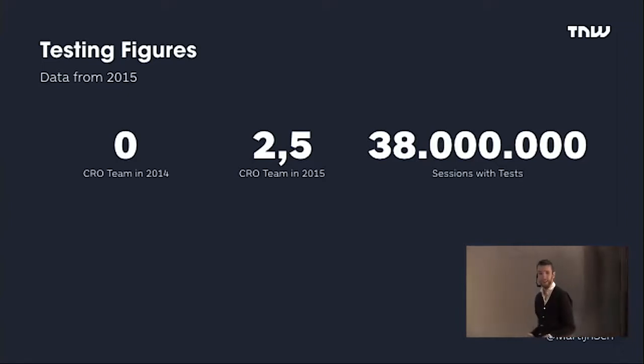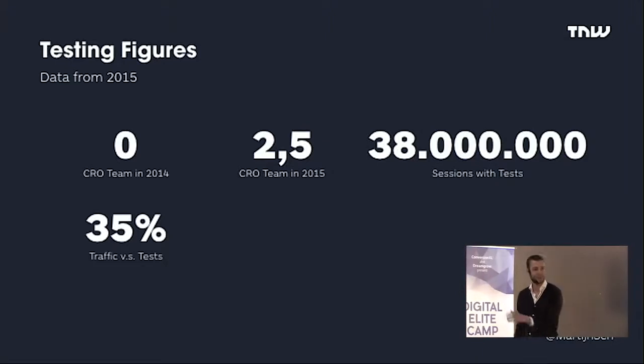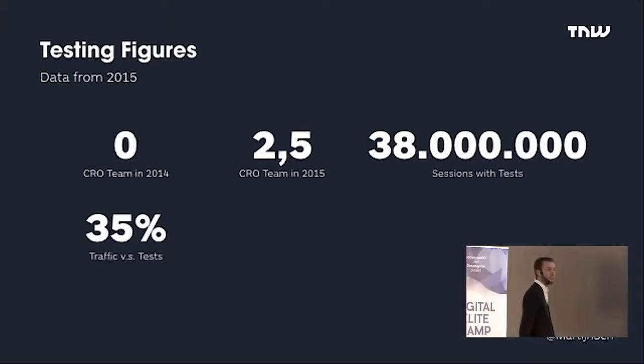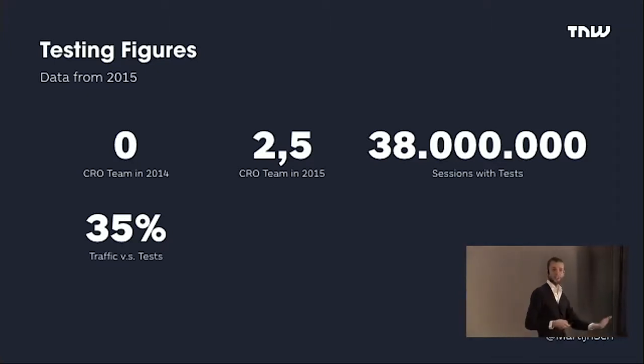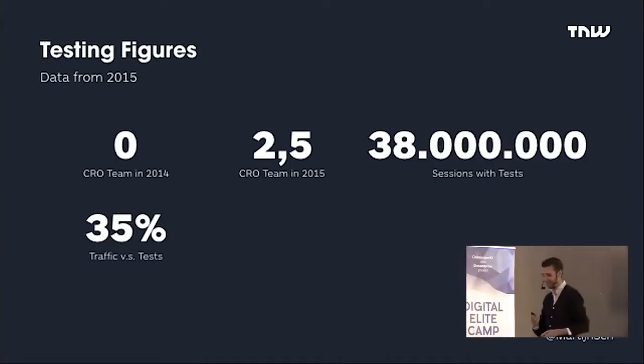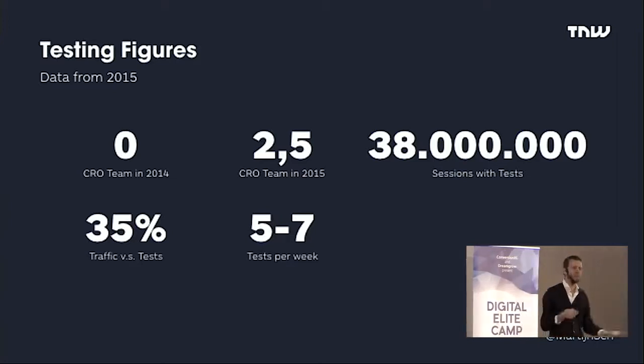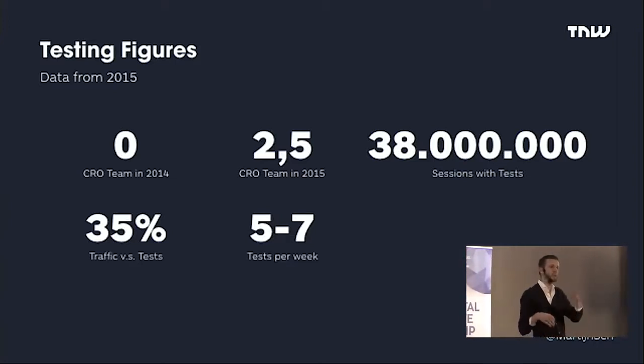It's pretty cool, right? But the funny thing was that was still only 35% of our traffic. We wanted to do way more, but at some point you hit the resources of the team, with 2.5 people. They were already completely stressed out. Maybe that's why they drink so much Heineken in the end. We need to figure that out at some point. So that meant we ran around 5 to 7 tests a week.